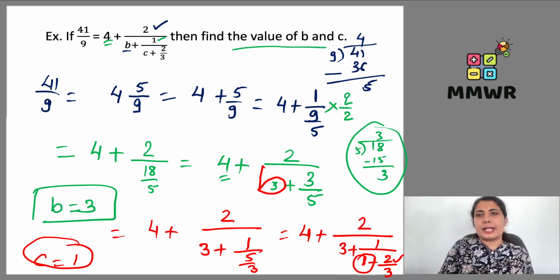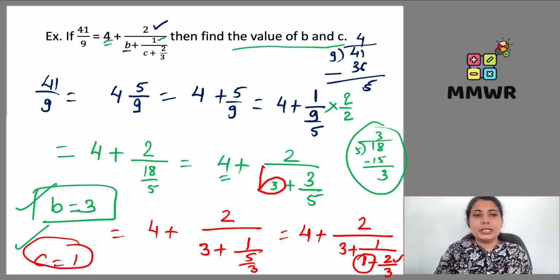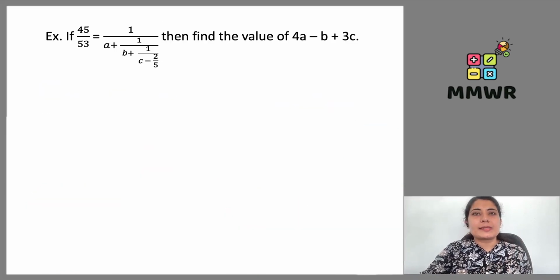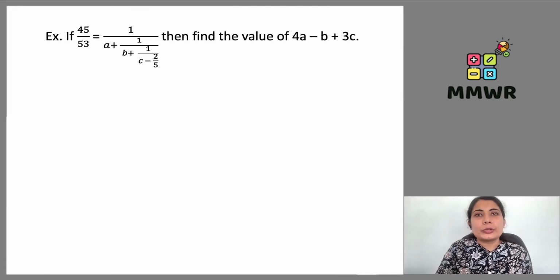So we have to find the value for B and C, which we got. Value for B is 3. Value for C is 1. Right? I hope it is easy for us to understand. The next problem is the last problem of today's session. We do not have to only find the value for A, B, C.